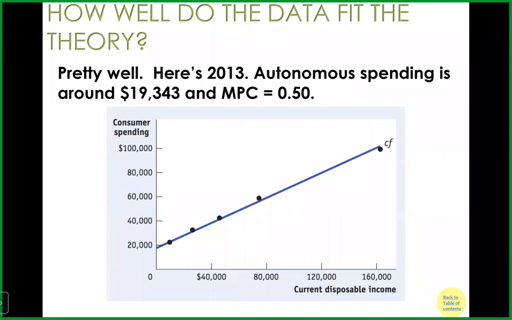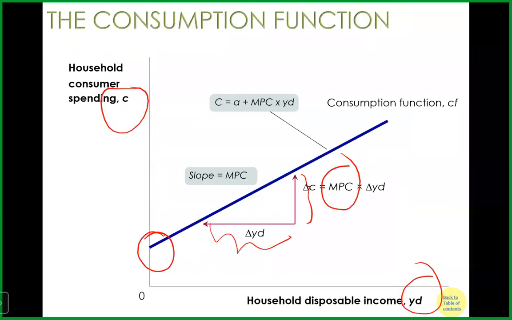Next question. How well do the data fit the theory? So we just have a series. Just remember, this is a series. But this series says your consumption is a function, actually a linear function, of disposable income.